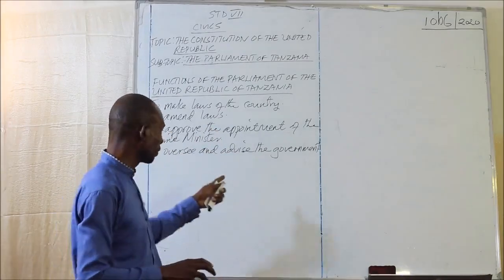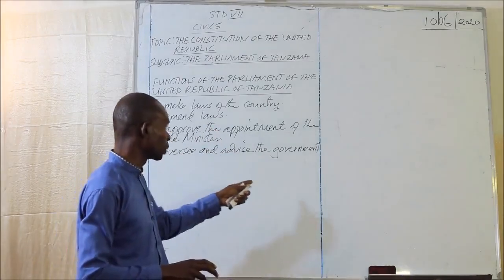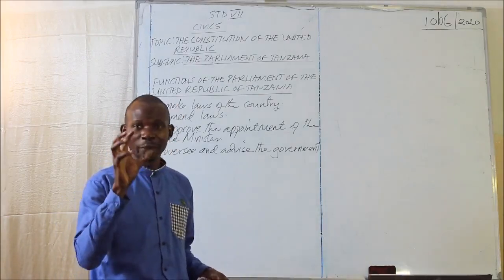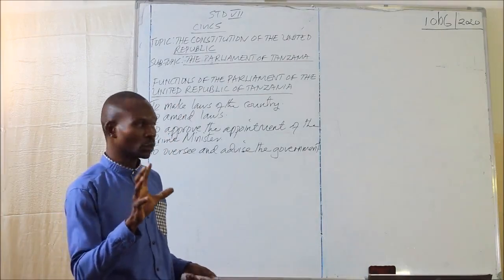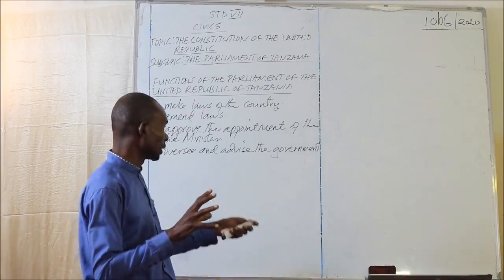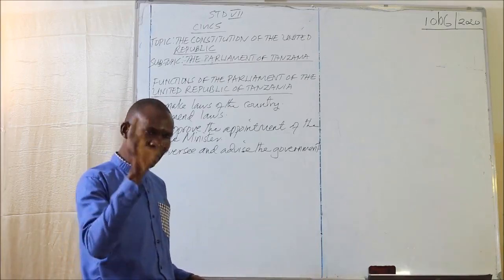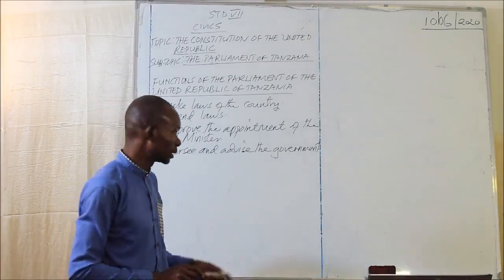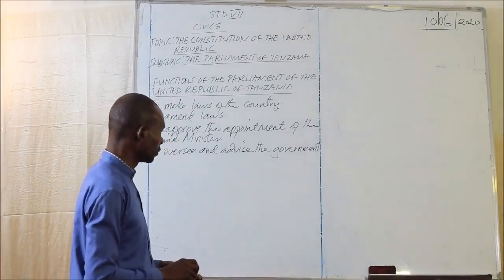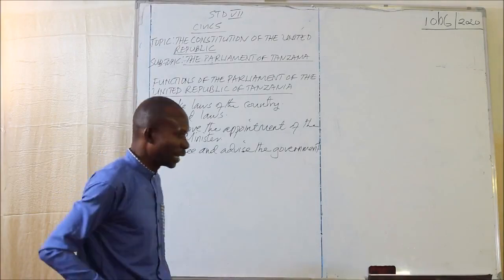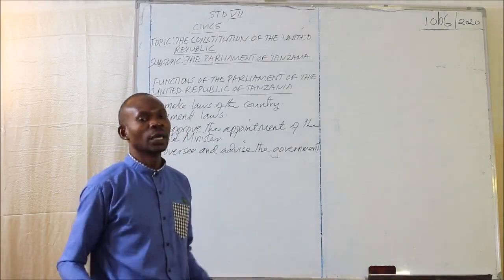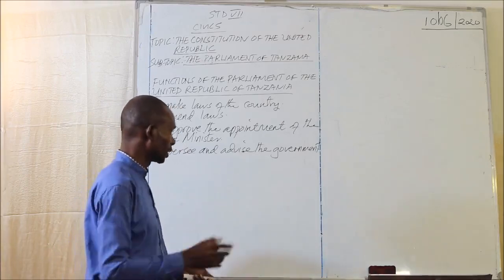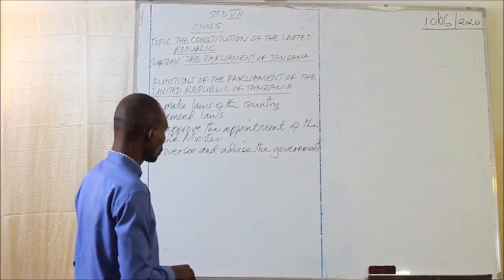Remember, the parliament is an organ made up of the people's representatives. So they are supposed to make sure that they advise the government fully and correctly so that the government can perform its activities, basically aiming at enhancing the good lives of the people, the citizens, so to say.